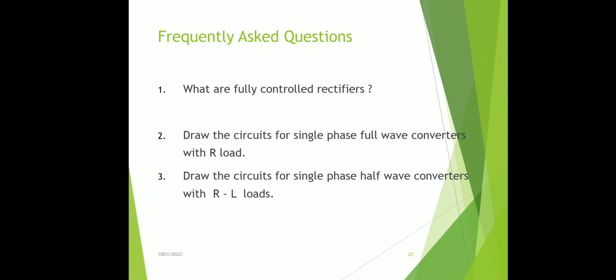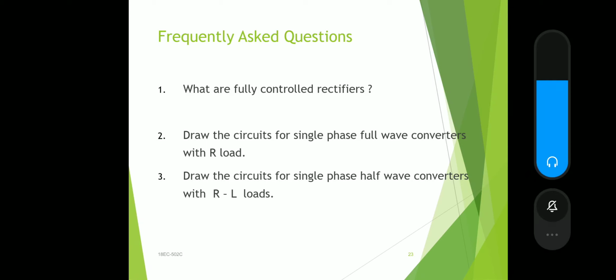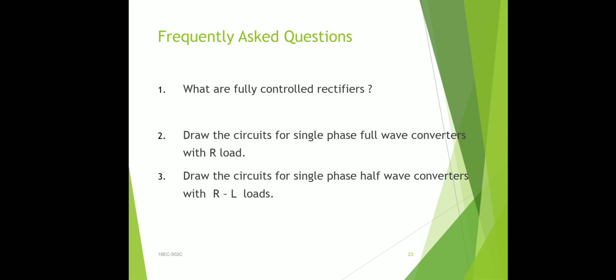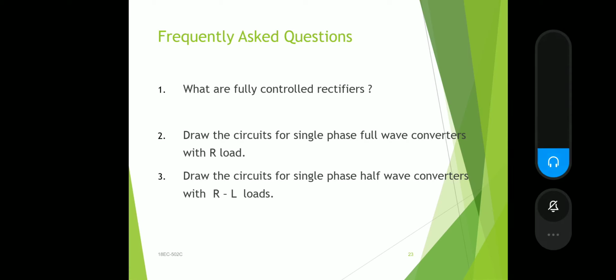Here it is a center tap transformer with 2 SCRs. Each SCR conducts for one cycle, one for the positive cycle and another for the negative cycle. And this is about single phase fully controlled rectifiers. In my next video, I will explain the 3-phase full wave controlled converters.